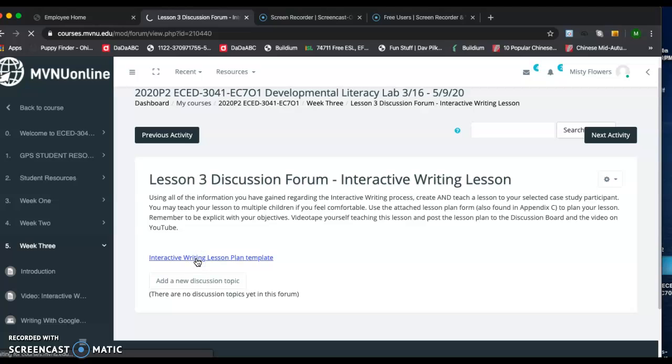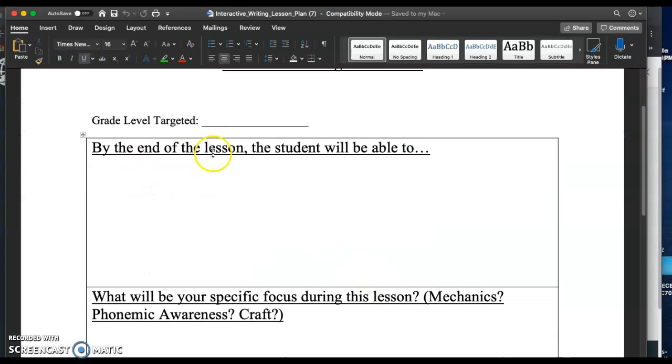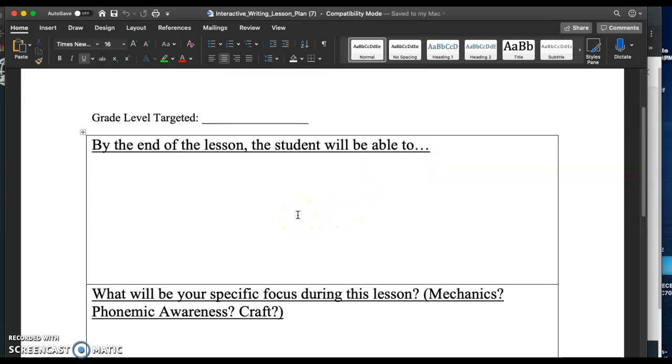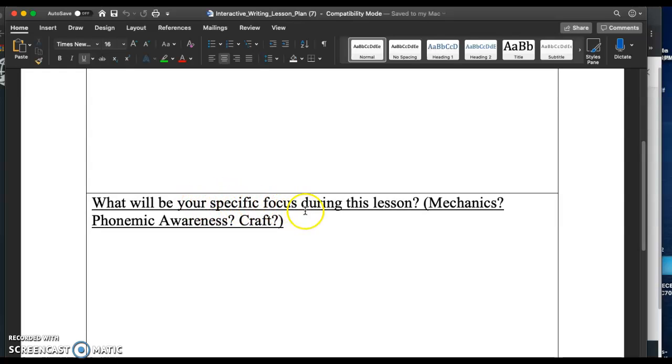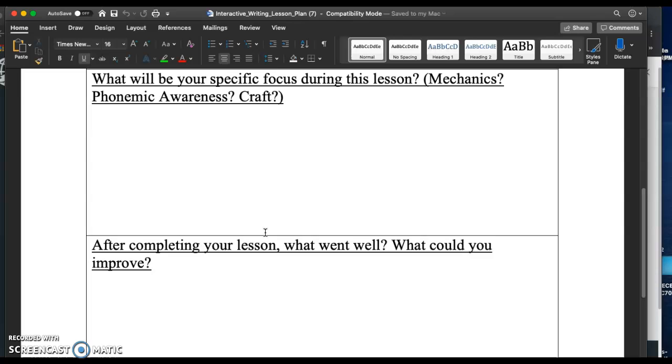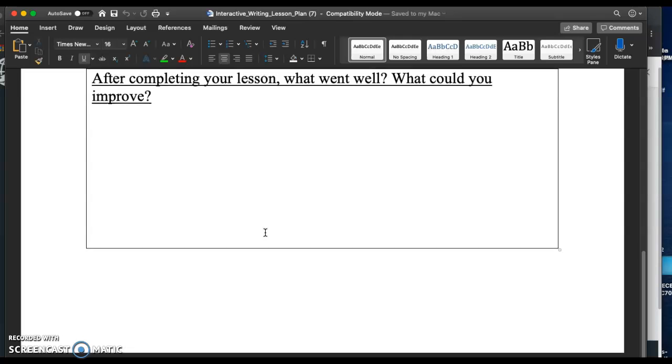Here is the lesson plan template. By the end of the lesson, the student will be able to locate and write high frequency words or be able to appropriately space between words. What will your specific focus during this lesson be? Is it mechanics? Is it phonemic awareness? Is it writer's craft? Then you're going to reflect on how well the lesson went and what you feel you could improve.